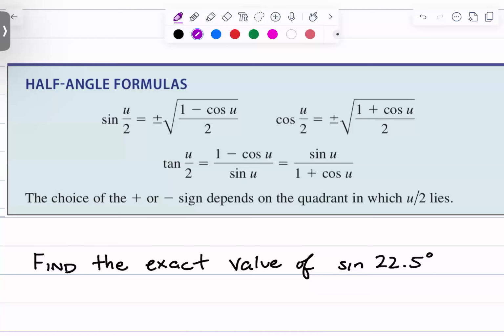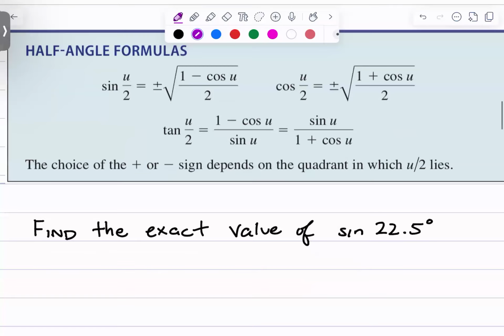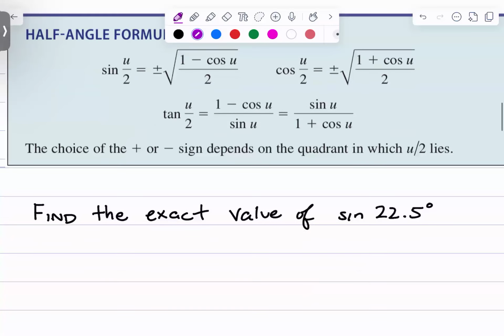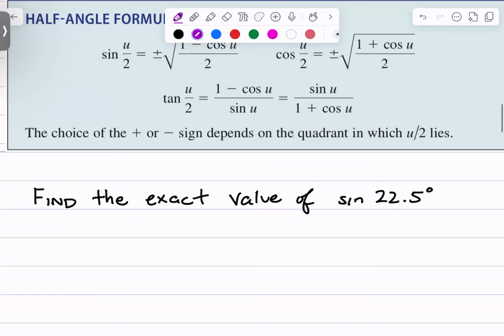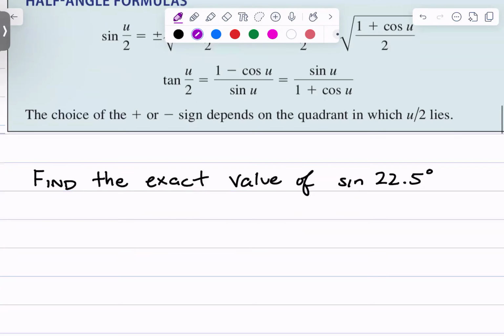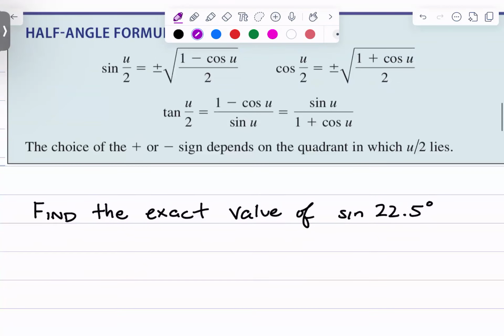Okay, this is the half angle formulas. That was a double angle. This is the half angle. Okay, so in this case, it's all about half angles, right? So we're halving that angle. So if we're trying to find the exact value of sine of 22.5 degrees without a calculator, how do we use this to find that?